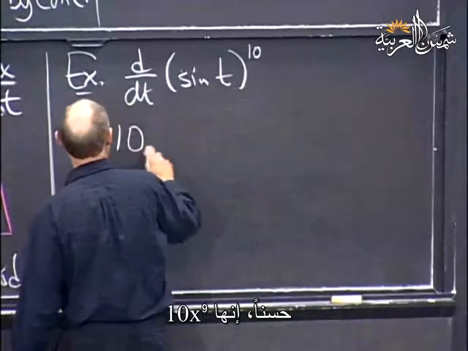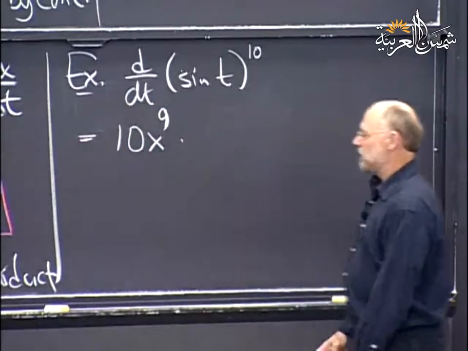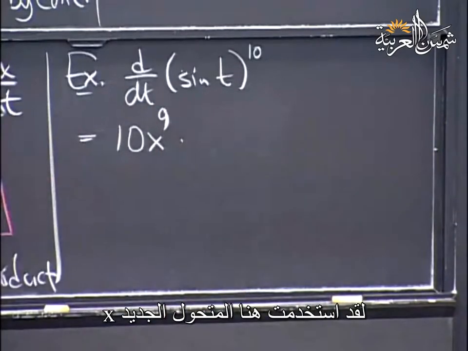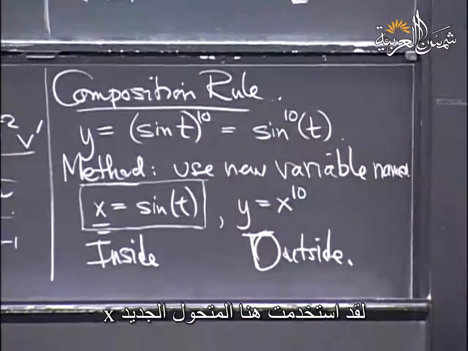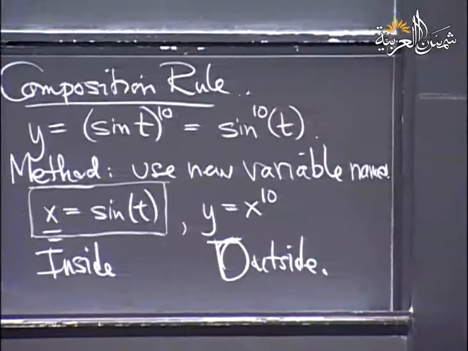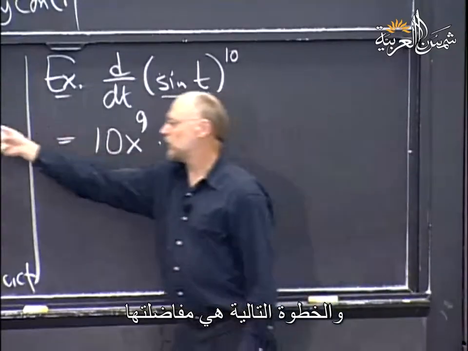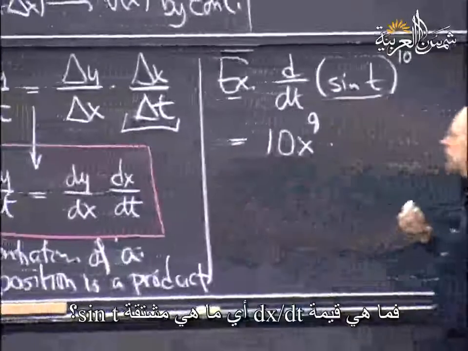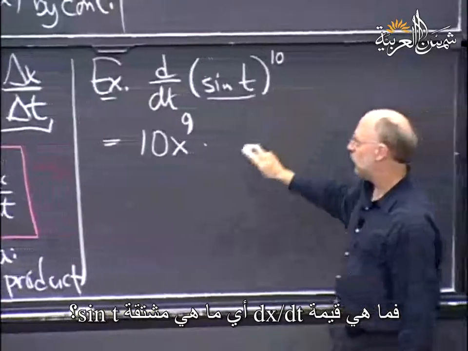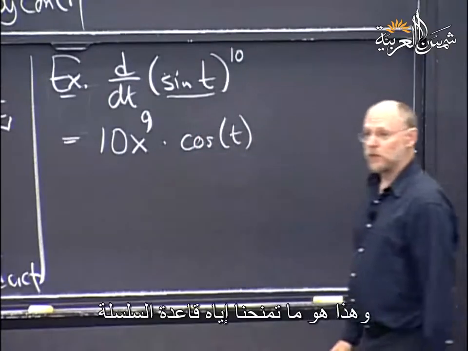So I get 10x to the 9th power. I'm using this newly introduced variable name x. So the derivative of the outside function is 10x to the 9th, and then here's the inside function, and the next thing I want to do is differentiate it. So what's dx/dt? The derivative of sine t. All right, that's cosine t. That's what the chain rule gives you.